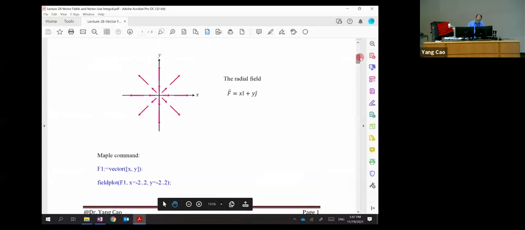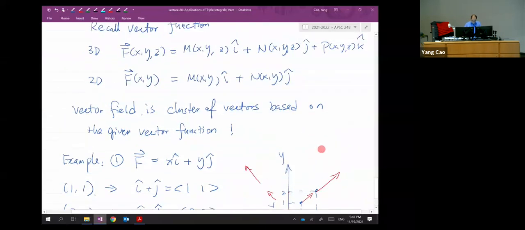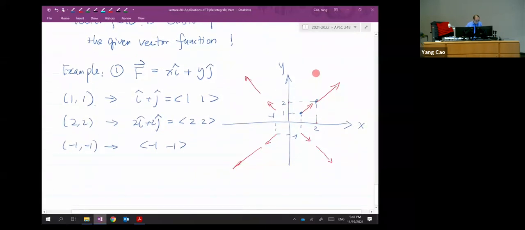So this is computer generated. You have a whole bunch of radial vectors. This is called a radial field, right? The farther away from the origin, you get a larger and larger vector magnitude. Okay. So this is called a vector field, right? You can see a vector field is a direct result of a vector function, and in this case, it's a 2D vector function.